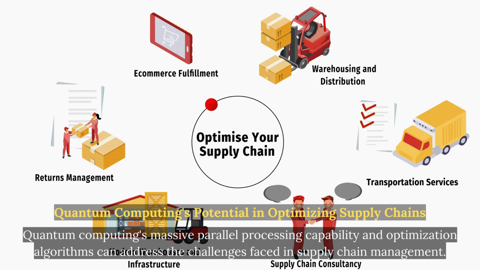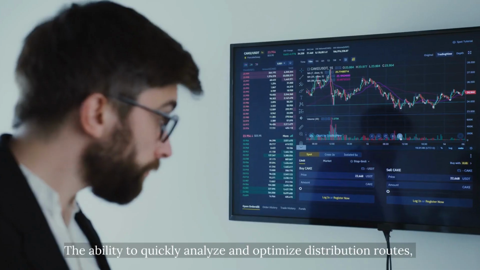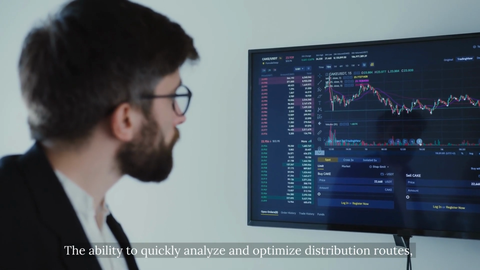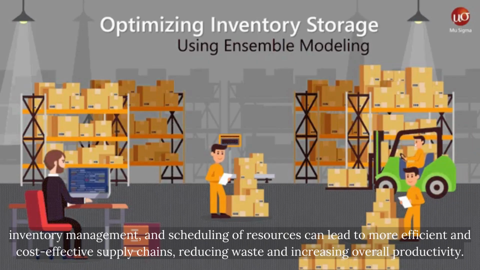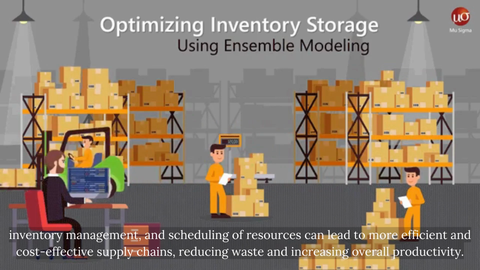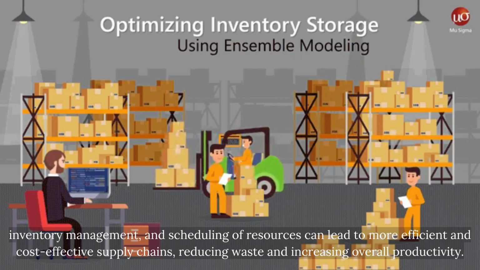Quantum computing's potential in optimizing supply chains. Quantum computing's massive parallel processing capability and optimization algorithms can address the challenges faced in supply chain management. The ability to quickly analyze and optimize distribution routes, inventory management, and scheduling of resources can lead to more efficient and cost-effective supply chains, reducing waste and increasing overall productivity.